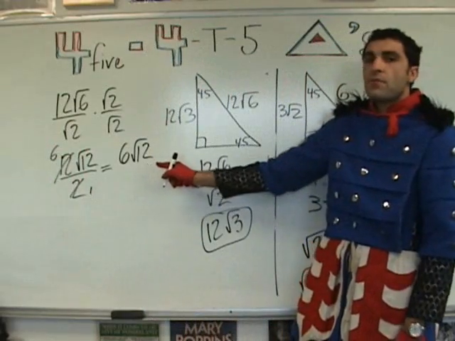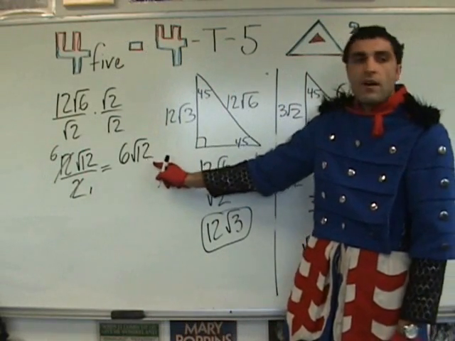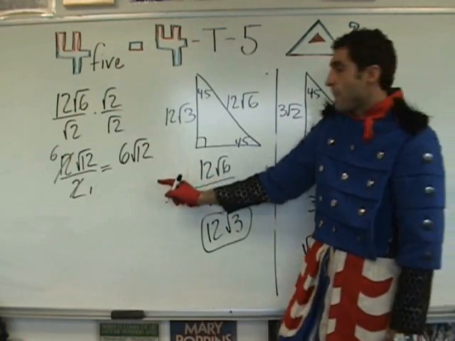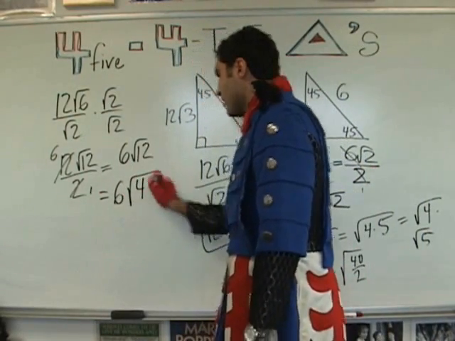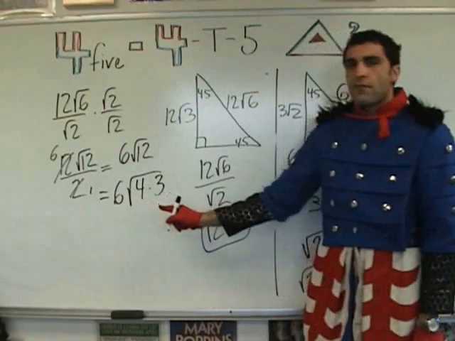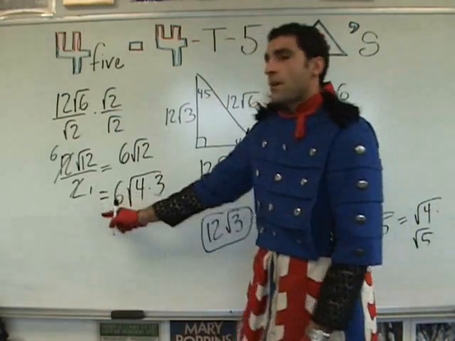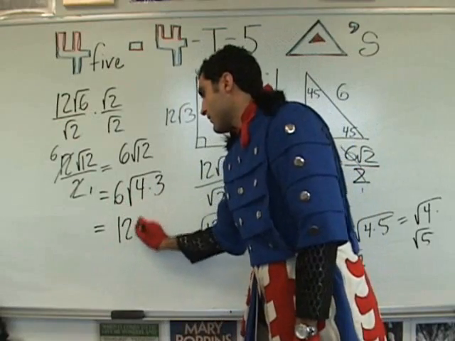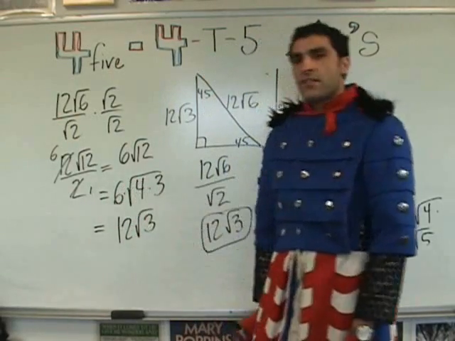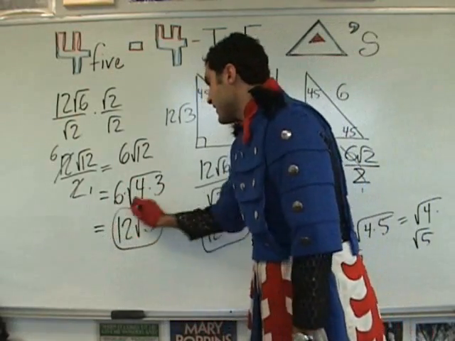Okay, and now 6 root 12 simplifies. The 12 becomes what times what? 4 times 3. You guys have gotten really good at that. What's the square root of 4? 2. 2 comes out. 2 times 6, 12. You have to times it. Yeah, it's all multiplication in here. Alright. And so you see that they're the same.